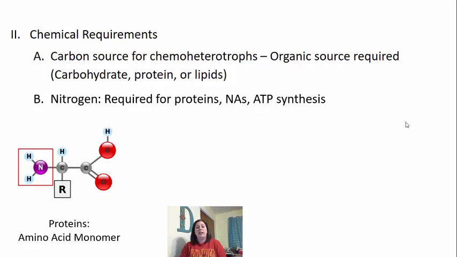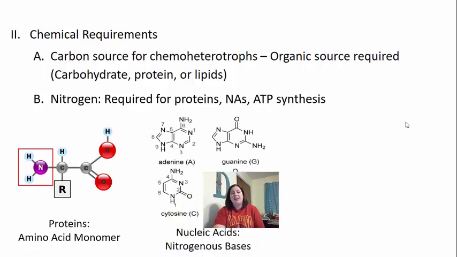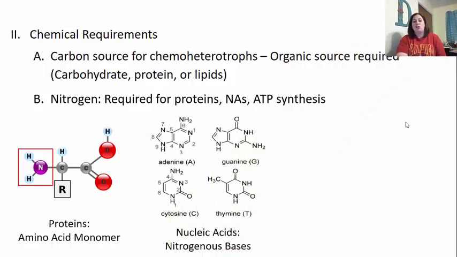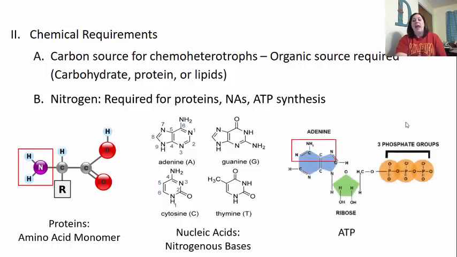So if you look here in the proteins, you can see that nitrogen is present. This is the amino acid monomer. We also see with nucleic acids how important the nitrogen is. You can see how many N's are located here for the nitrogenous bases. And also for the ATP, there's the nitrogen side due to the nitrogenous base as well.